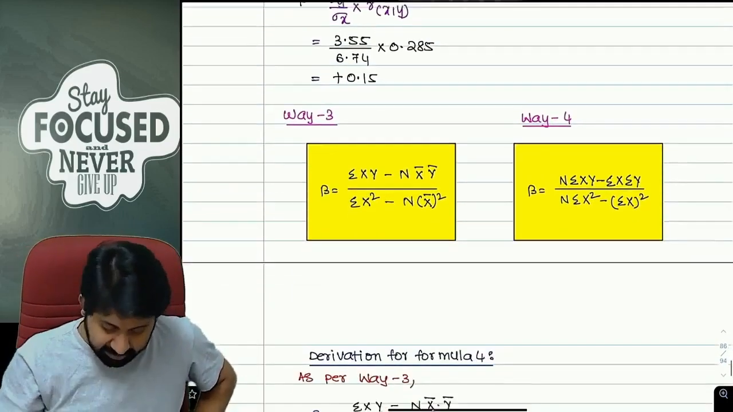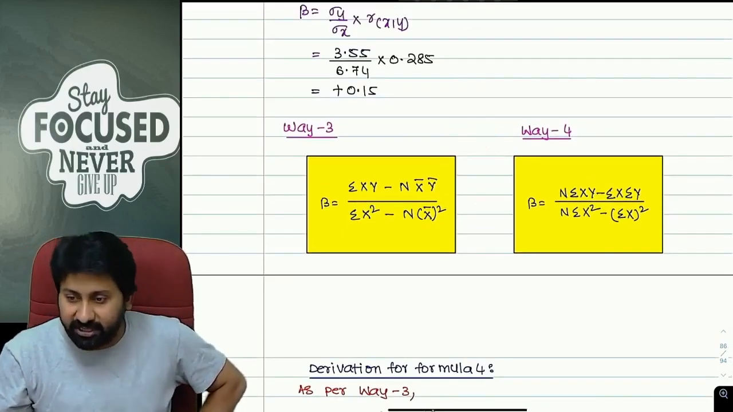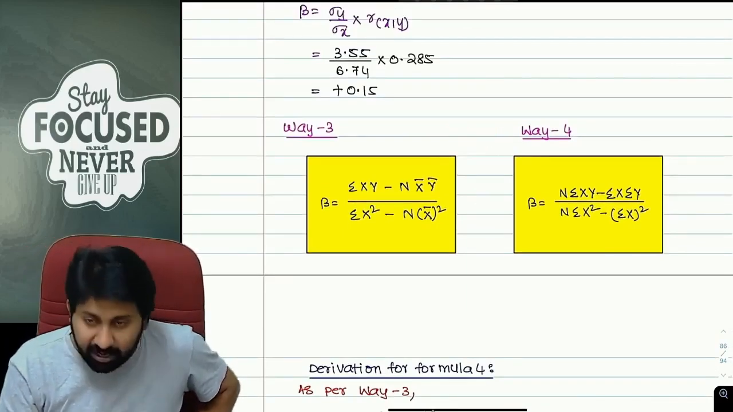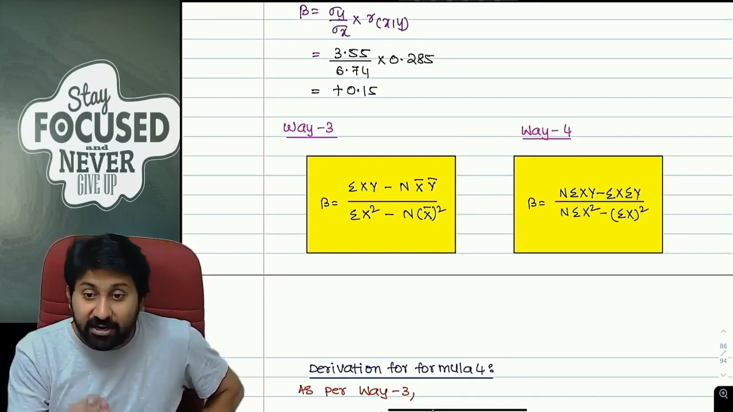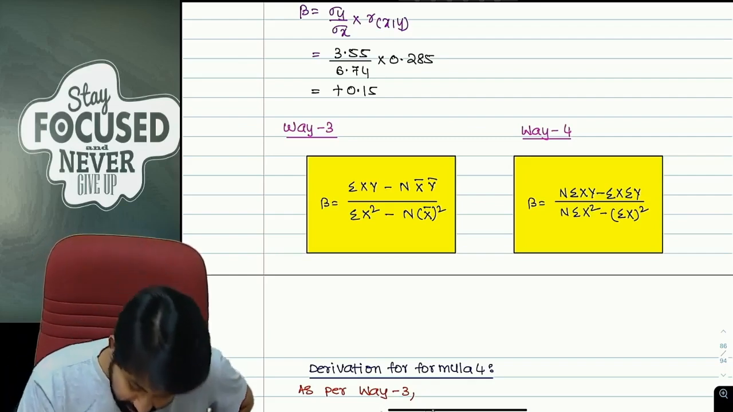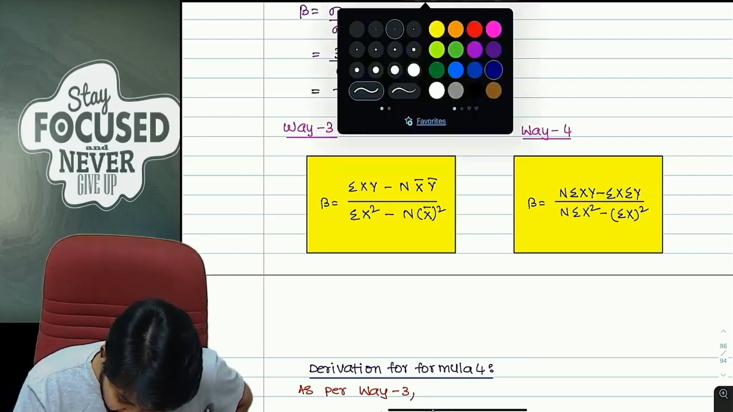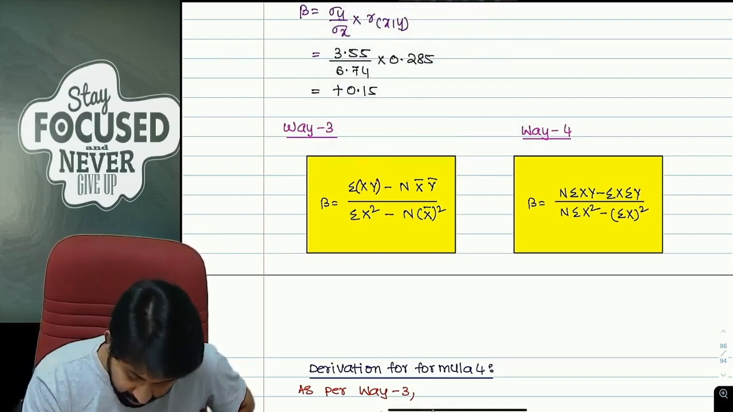What is this? Let us see. Two models are there, either this or this. Beta equals sigma xy. It's not sigma x into y, it is sigma xy. Don't commit mistakes; you need to understand it like this.